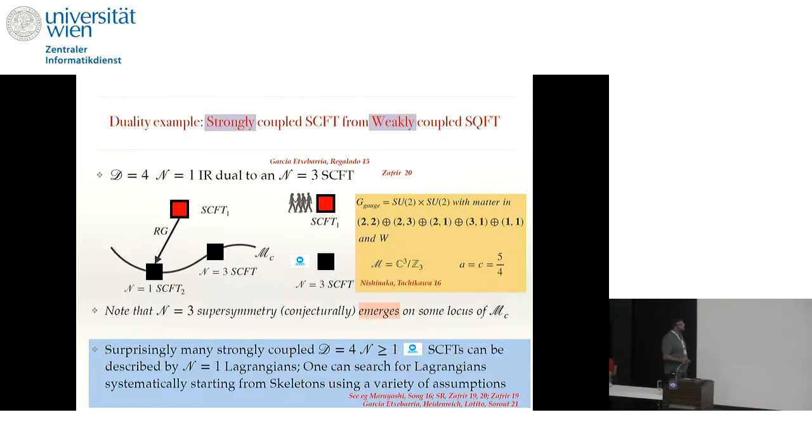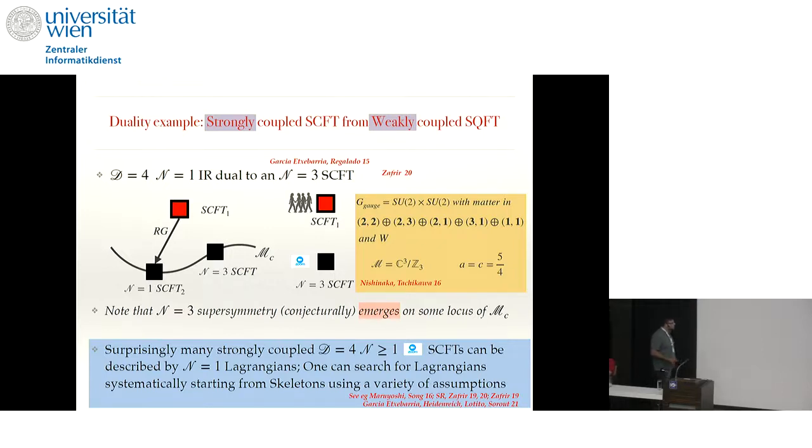Interestingly enough, you can engineer at least some of these theories, again, starting from a Lagrangian theory, which manifests less supersymmetry. It's only n equal 1 supersymmetric. You deform it by relevant deformations. It flows in the infrared to some fixed point, which conjecturally resides on the same conformal manifold as this n equals 3 SCFT. Again, you can check this claim by comparing various skeletal informations between the 2 constructions. So we have 2 constructions, a stringy construction and a Lagrangian construction of the same theory. And note that here the n equals 3 supersymmetry, again, conjecturally emerges on some locus of this conformal manifold.